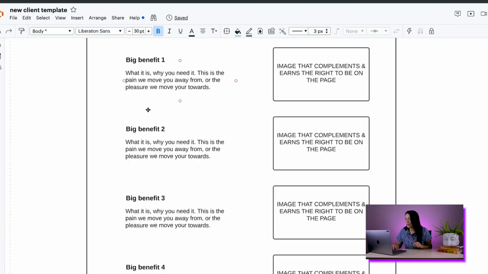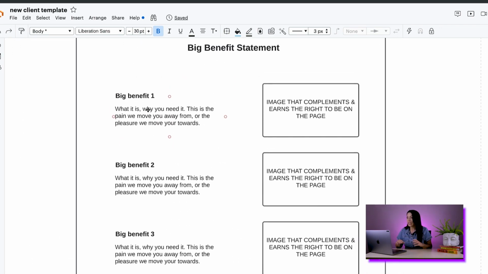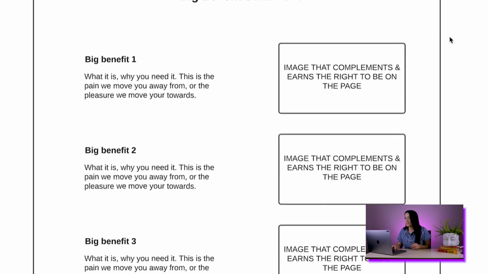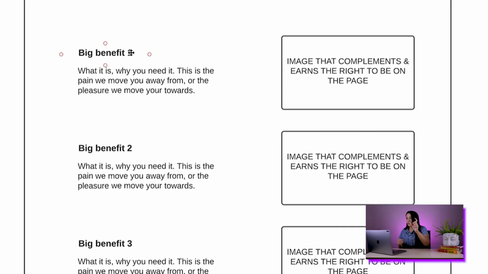You find out what are the top 4 or 5. Now, it is easy to do that. You ask your customers and you get on the phone with them and you survey them. I have another video, which is a market research training, which walks you through my step-by-step. But that's literally what you do. Here's what we do. Here's how it benefits you in context to your life. And then you expand on it. What it is, why you need it. This is the pain you move away from, or the pleasure you move towards.